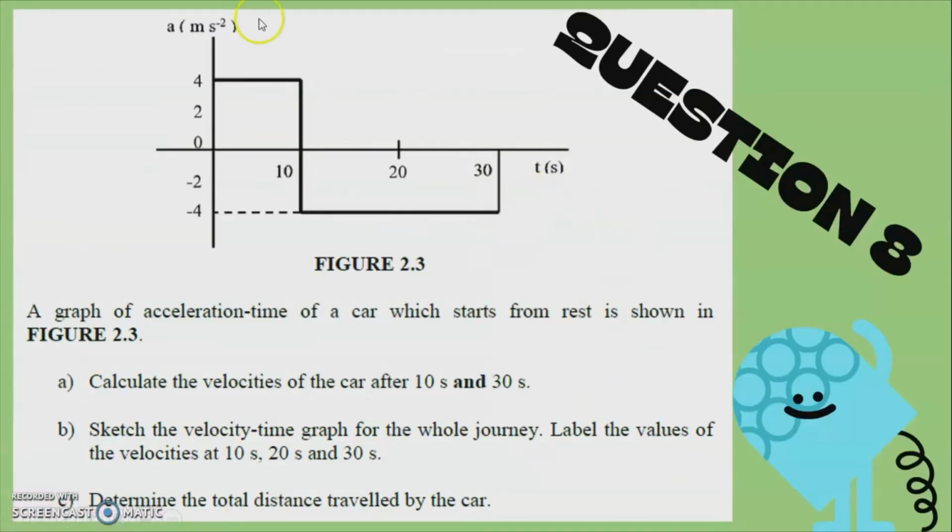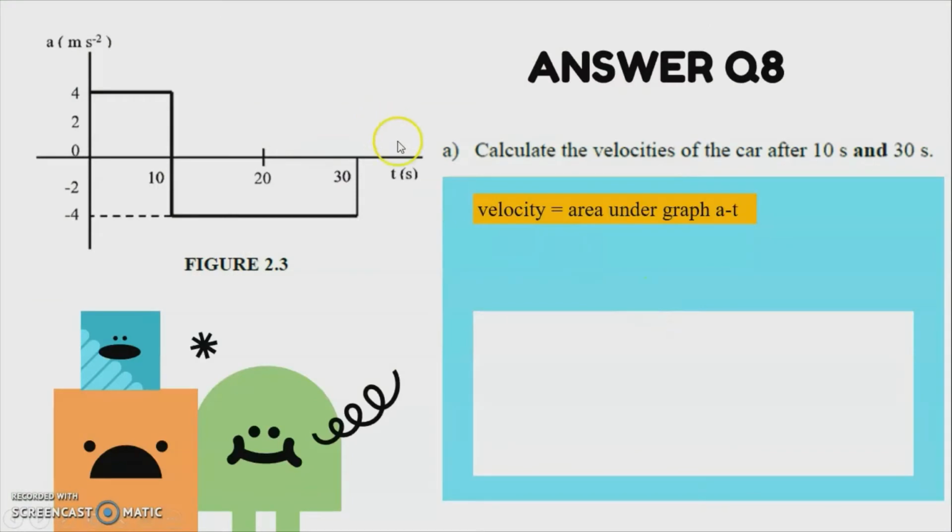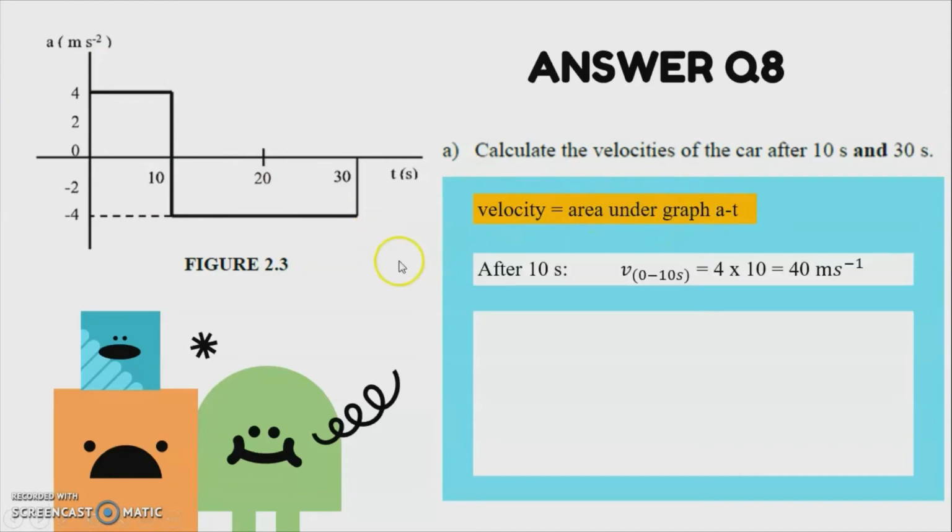Question 8, dia bagi AT graph. First, dia suruh calculate velocity after 10 and after 30 second. Daripada AT graph, untuk calculate velocity, awak kira area under the graph. Okay, so first, kita tengok yang after 10 second. So, kiralah area under the graph dia, part ni lah yang 10 second. So, area under the graph 10 times with 4 here. You get 40 meter per second.